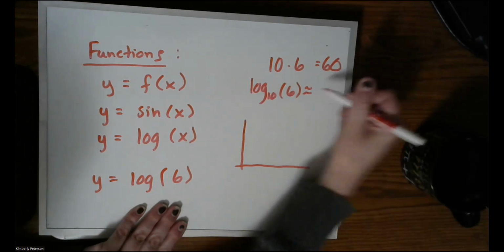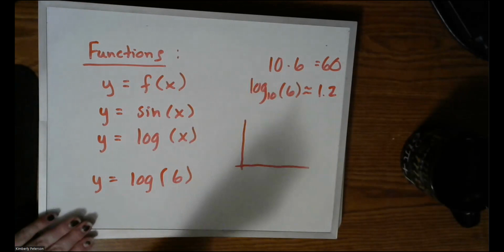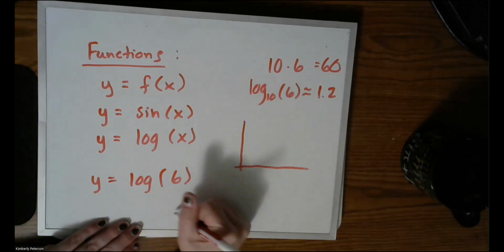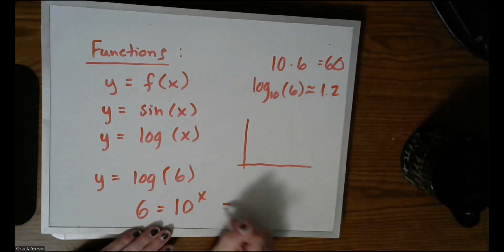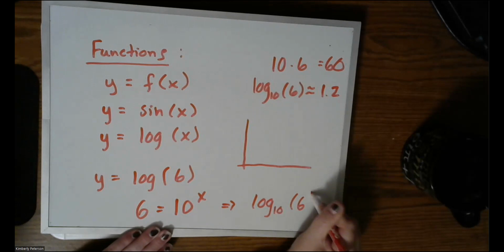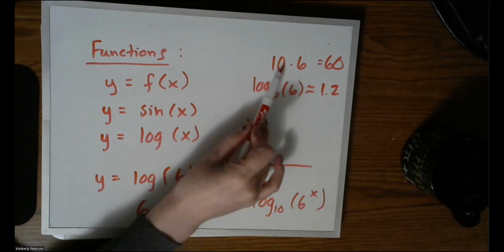But if you're doing log base 10 of 6, I don't know exactly what it is, but I'm going to say it's probably around 1.2. I'm just making something up. So the idea is when you're taking a log, you're solving the exponential equation, 10 to the x equals 6. And then you're solving for x. So there's a big difference between multiplying by 10 and taking a log.